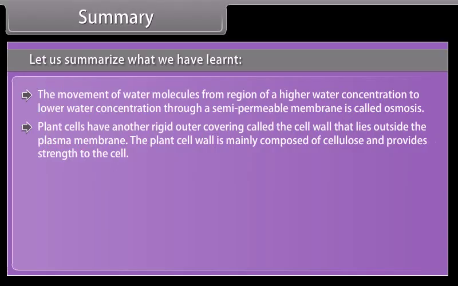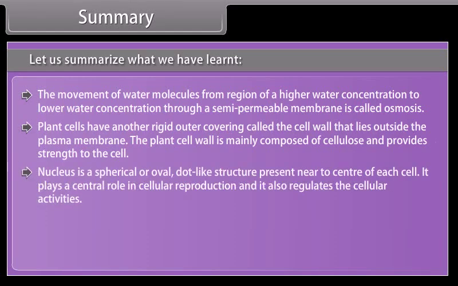Plant cells have another rigid outer covering called the cell wall that lies outside the plasma membrane. The plant cell wall is mainly composed of cellulose and provides strength to the cell. Nucleus is a spherical or oval, dot-like structure present near the center of each cell. It plays a central role in cellular reproduction and it also regulates the cellular activities.